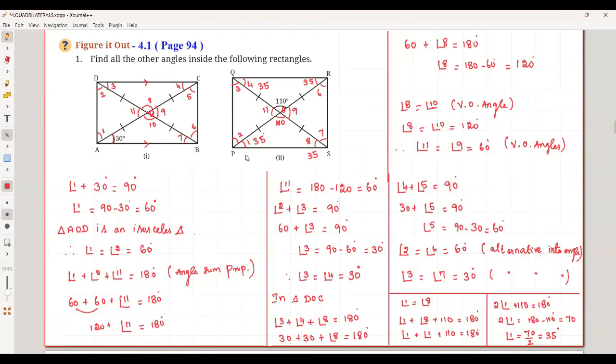Based on the 90 degrees we can get angle 2. After getting angle 2, it is alternate to angle 6. So one by one you can develop it.